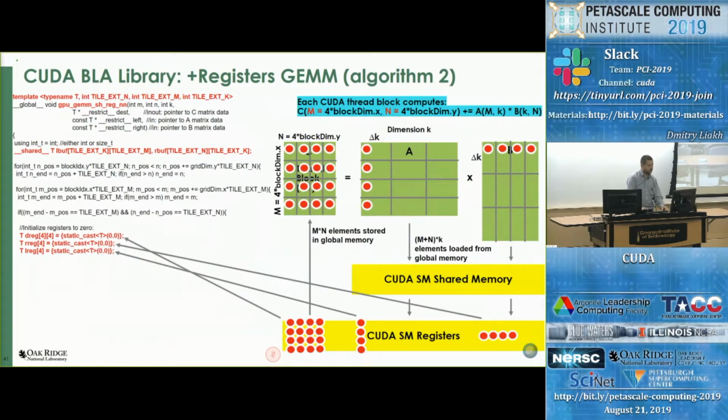But now, before, if you remember, we had a single variable called TMP, and each thread initializes this single variable TMP, which accumulates the result of that thread computing its own single element of tile C. Now each thread computes 16 elements of tile C, 4 by 4. So now we put a small array called dreg, 4 by 4, into registers.